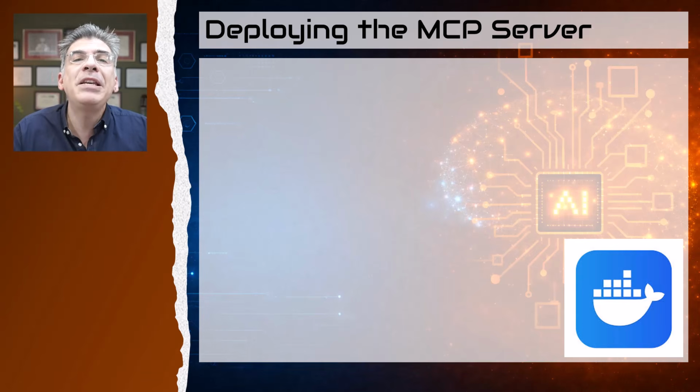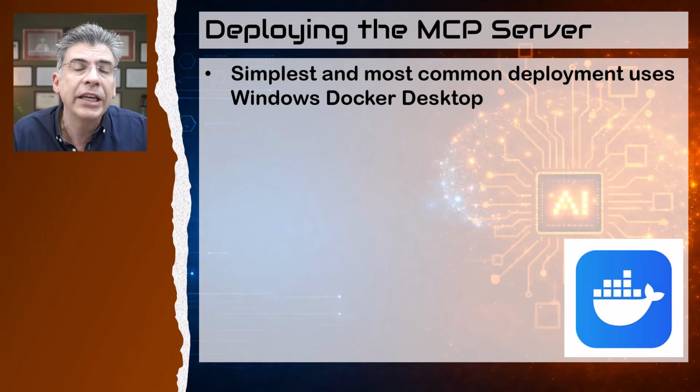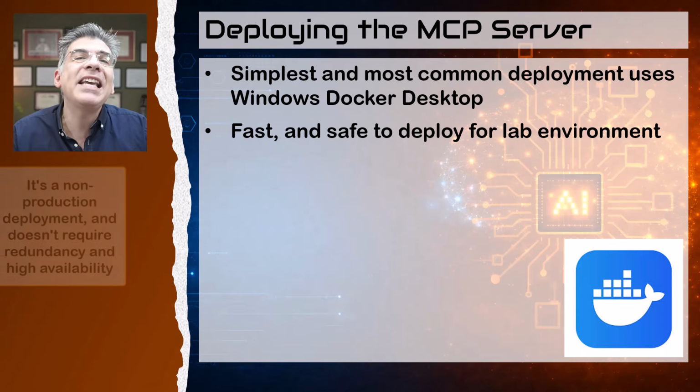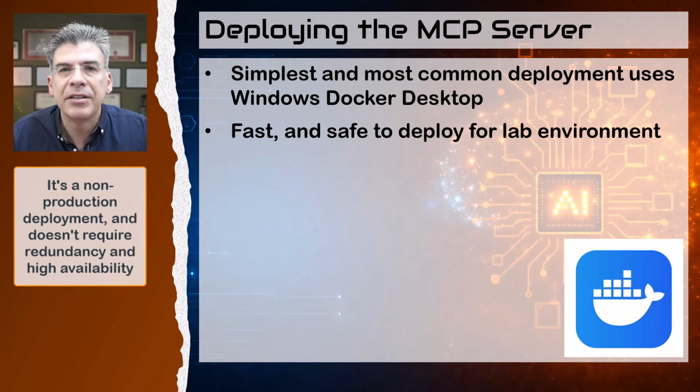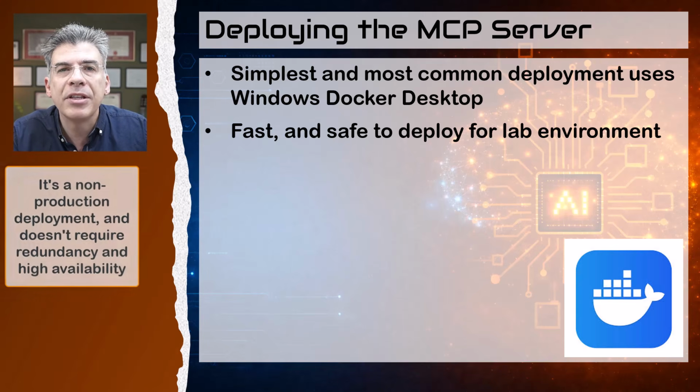Now, the MCP server can be deployed in several ways. The most common and simplest setup is typically deploying the MCP server locally on a Windows machine using Docker. This is the most popular setup because it's very fast to set up and you can safely deploy it on a device like a laptop rather than on a dedicated server because it's a non-production environment. It's just a lab setup and there are no high availability requirements.